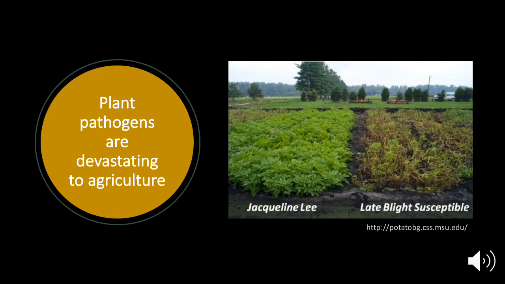Since crops are normally grown in monocultures, if one plant is susceptible, then all of them are. And in addition, pathogens are able to evolve and adapt rapidly and to overcome resistance. So breeders have to be constantly coming up with new varieties with novel genetic resistances.